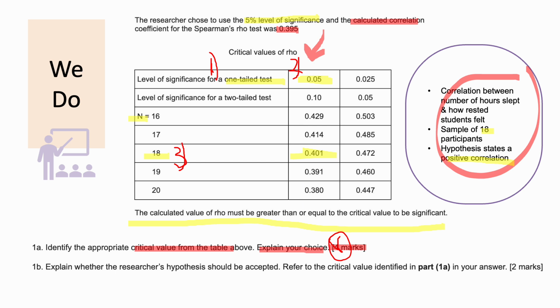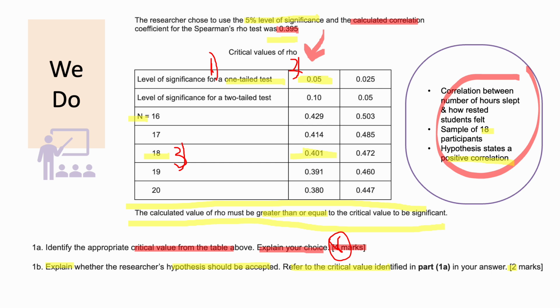Then the next question is: explain whether the researcher's hypothesis should be accepted. When they don't use the word null or alternative, just assume they mean alternative. Should we accept it? And we need to refer to the critical value in our answer for 2 marks. So that's where we need to follow this rule: the calculated value of rho, which is 0.395, needs to be greater than or equal to 0.401.